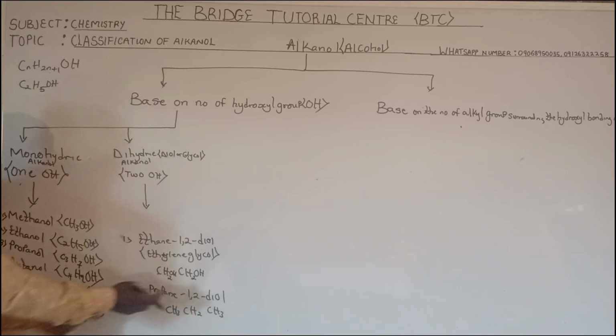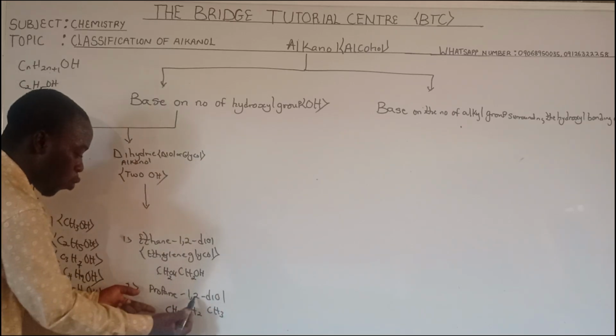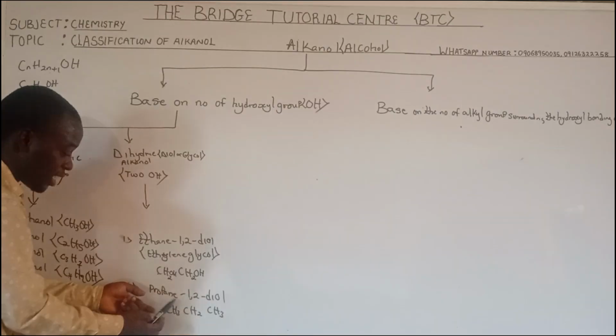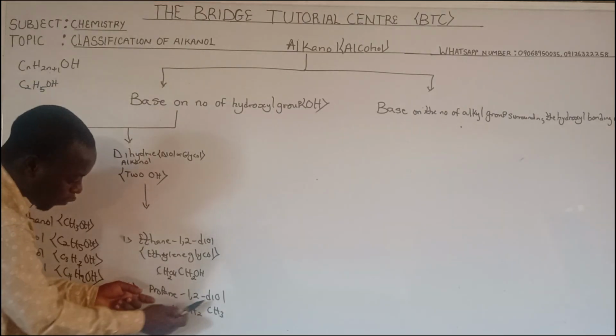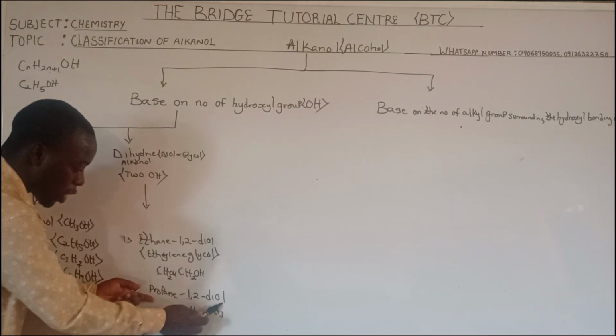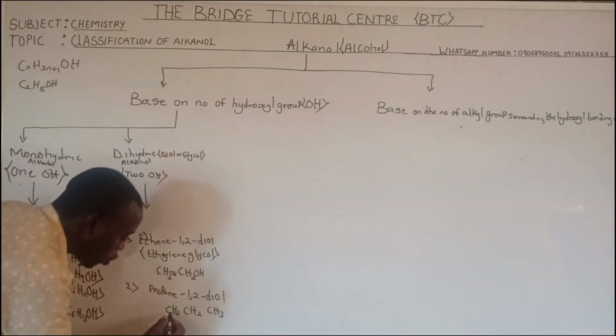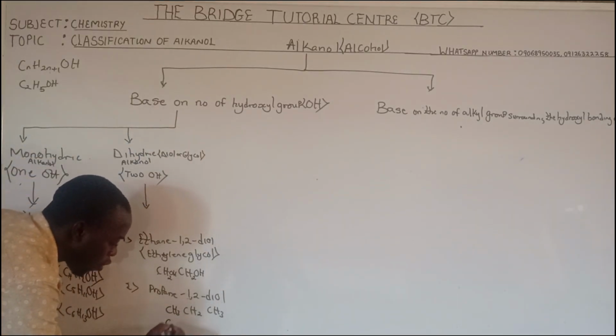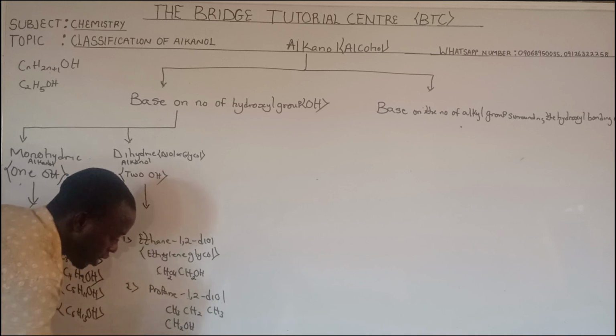So now we want to turn it to, because they said we have propane-1,2-diol. That is, we have OH on carbon number 1. We also have another OH on carbon number 2. So on carbon number 1, remove one hydrogen and replace it by OH. So we are going to have CH2OH.